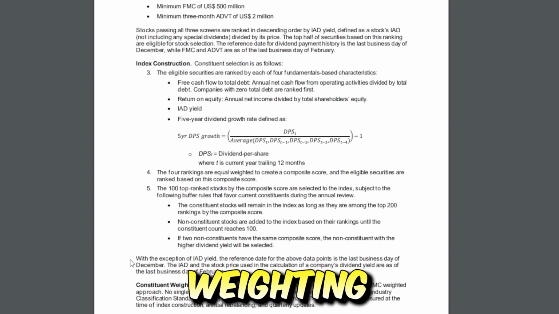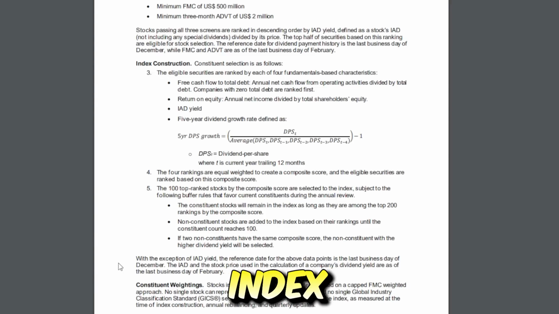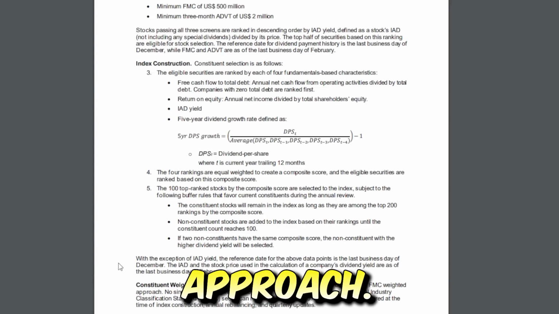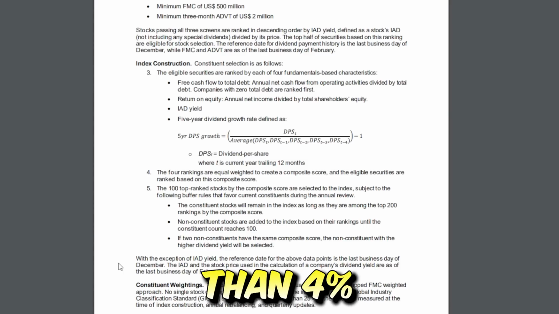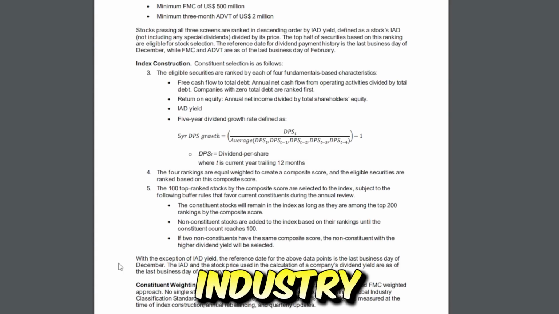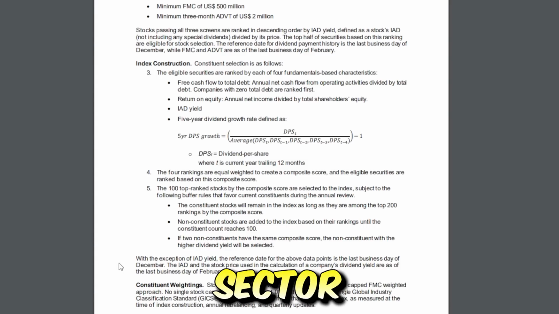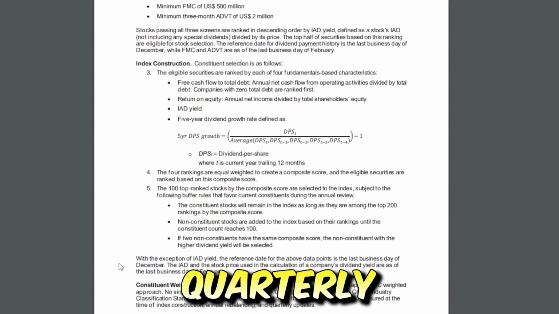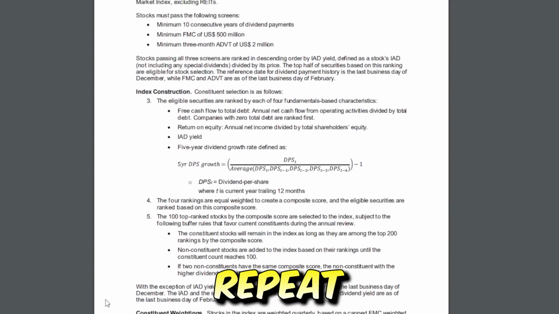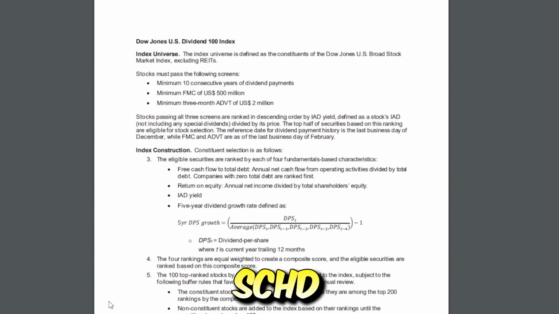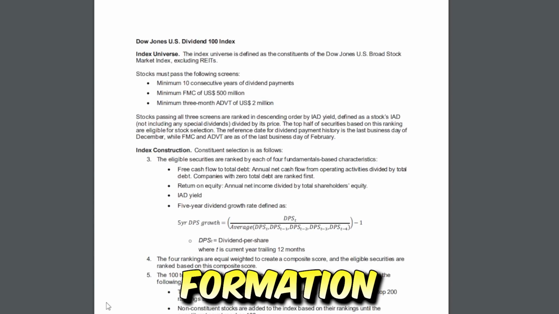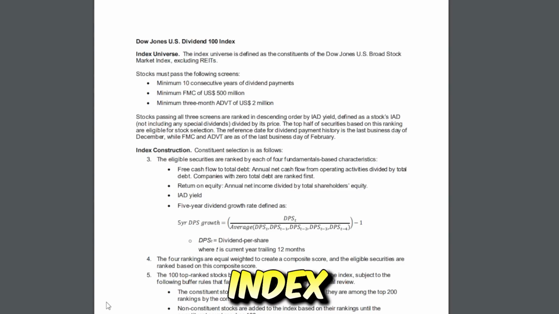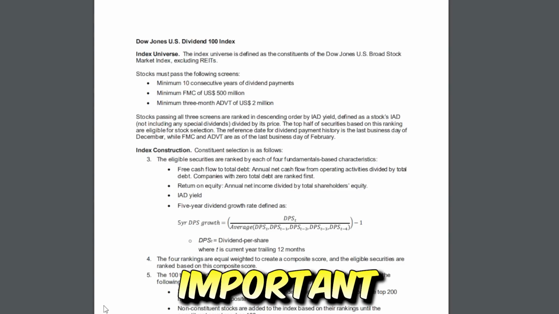And then as far as the weighting goes, it's pretty simple. It says stocks in the index are weighted quarterly, based on a capped FMC weighted approach. No single stock can represent more than 4% of the index, and no single global industry classification standard sector can represent more than 25% of the index, as measured at the time of index construction, annual rebalancing, and quarterly updates. So once again, I repeat, for anyone out there that's holding onto SCHD, to understand how the formation and some of the rules of the index that SCHD tracks is very, very important to be aware of.